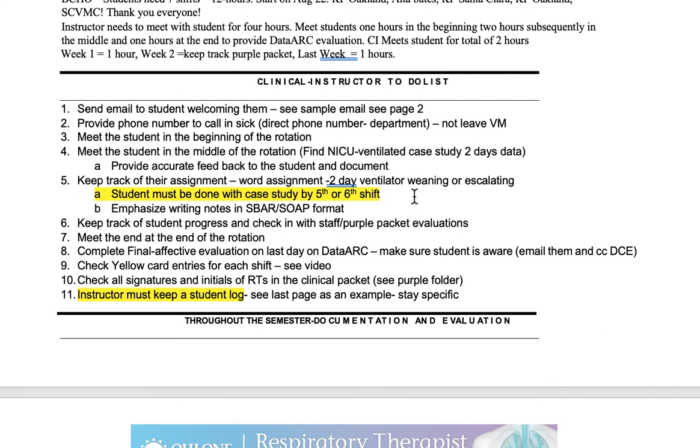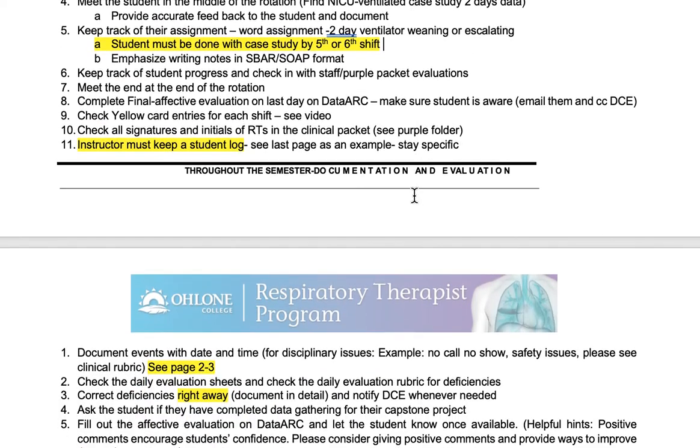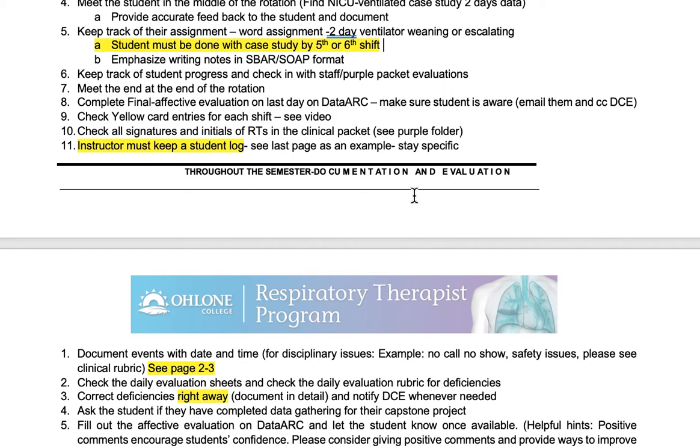When you are talking to these students, you can email them and follow up on the 5th, 6th shift. Hey, your rotation's about to end in a day or two. Have you finished your case study? Because if they do not finish the case study and submit it to me, they will not pass the course. Keep track of the student progress and check in with staff, especially the purple packet evaluations.